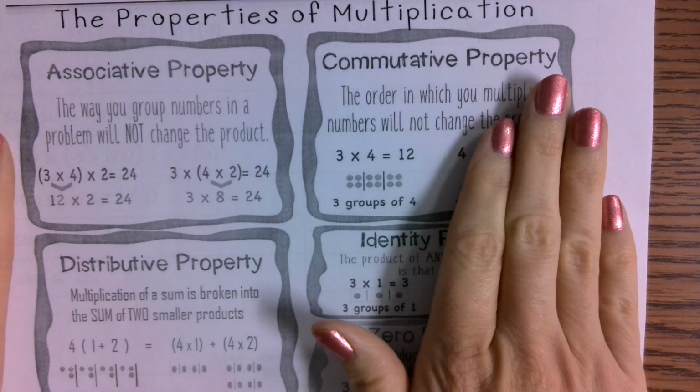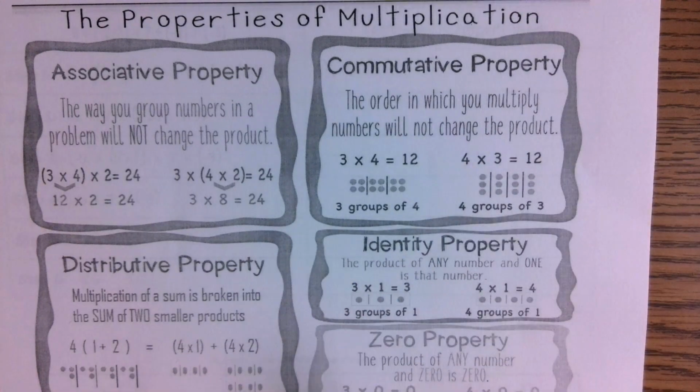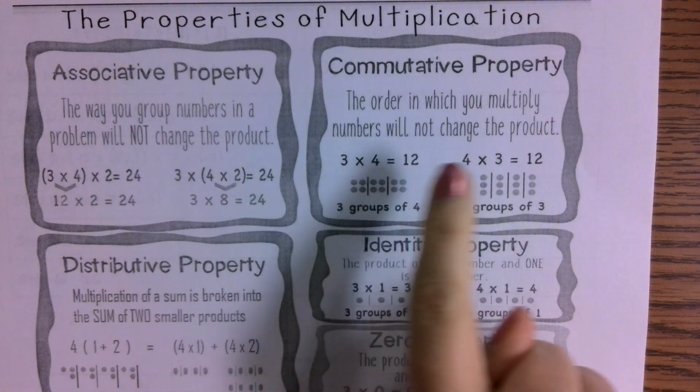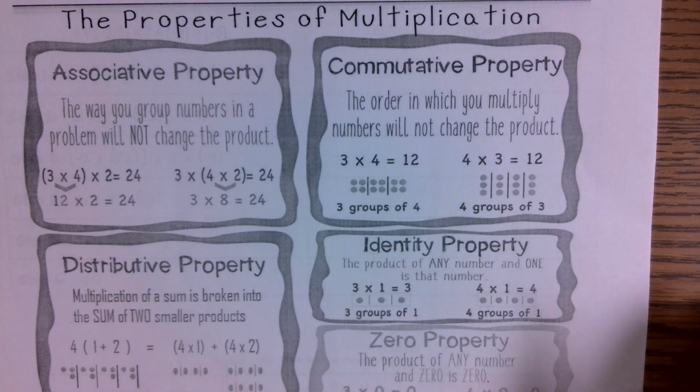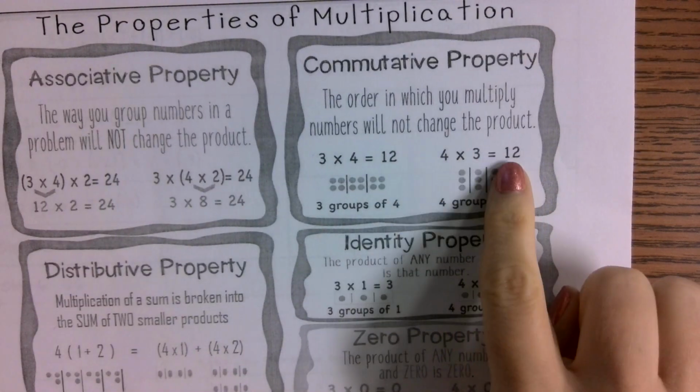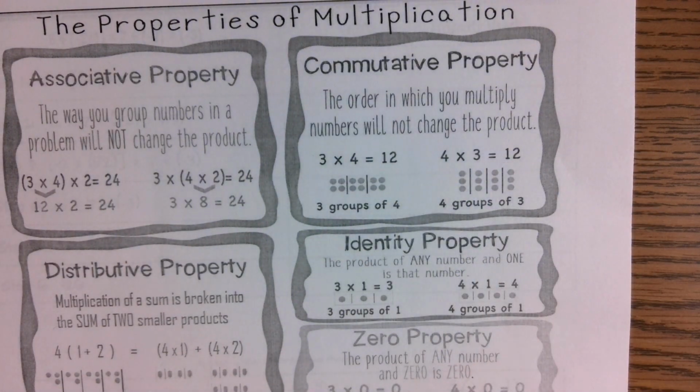With commutative property, the order is going to change. So 3 times 4 is the same thing as 4 times 3. Your grouping is just formatted differently. Remember back in 3rd grade, you learned how to discuss what multiplication's read as. We don't just say 3 times 4, we say it's 3 groups of 4, or 4 groups of 3. They both are going to provide you the same value.